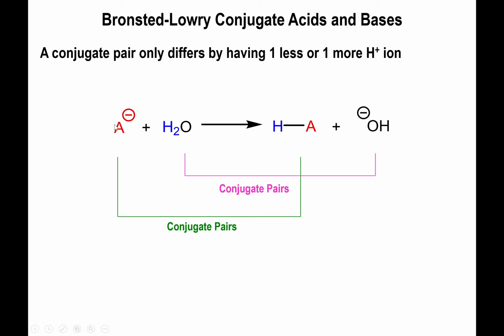Now between A minus and HA, which is the conjugate of A minus, the one that has the greater number of H's is the acid. The one that has the least amount is the base. And the same thing goes for water. You go from having H2O to having OH minus. So that means that water is now the acid and hydroxide is the base. And once again, you have that base plus acid denomination on either side of the equation.